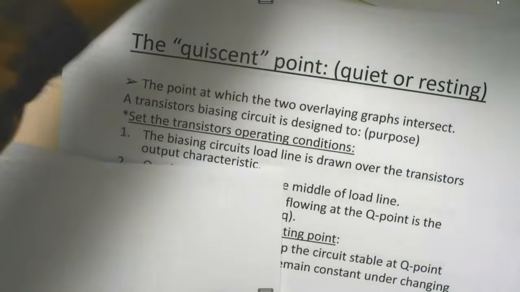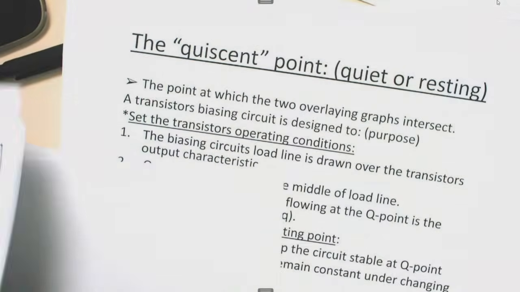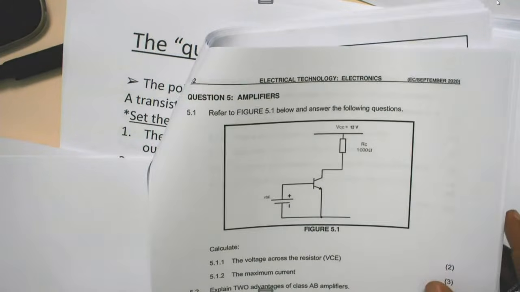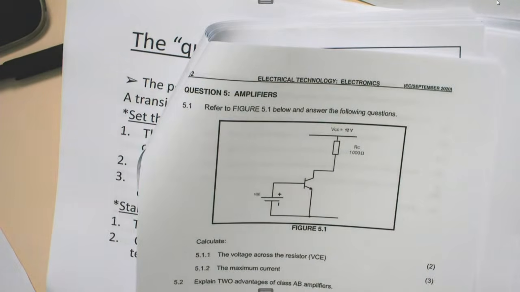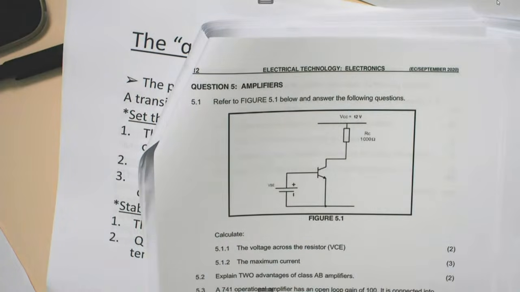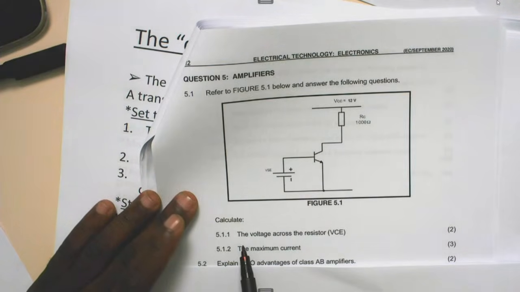So normally when you draw a load line, I can make an example. Let me see if I've got any question in here that will lead us into this. In here, before we go to the quiescent point, we've got the circuit of the amplifier, whereby a learner is required to get the maximum current, because you need that maximum current and the VCC to draw the load line. So let us first do 5.1 and 5.2 so that we can do the load line. At 5.1 they are saying calculate the value of VCE.